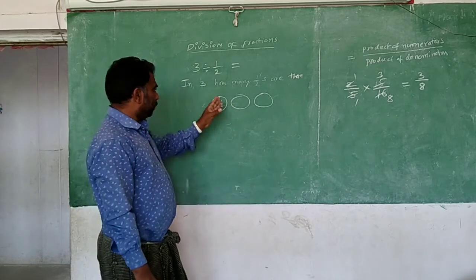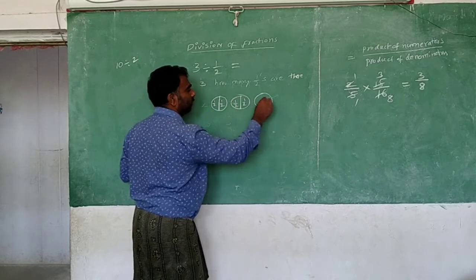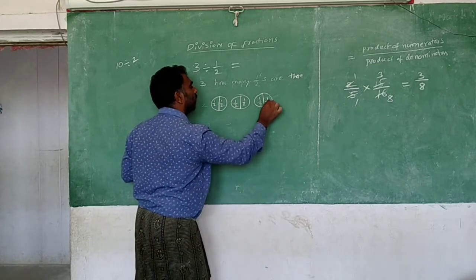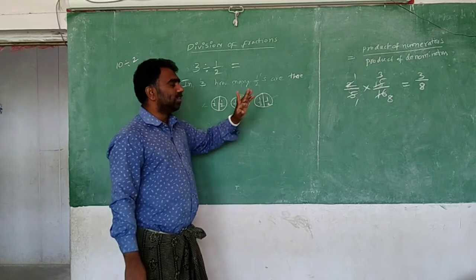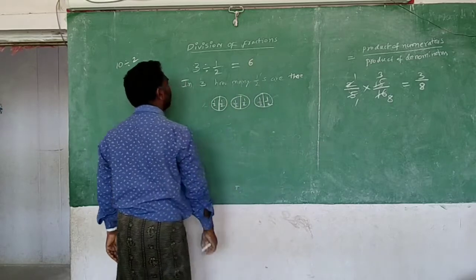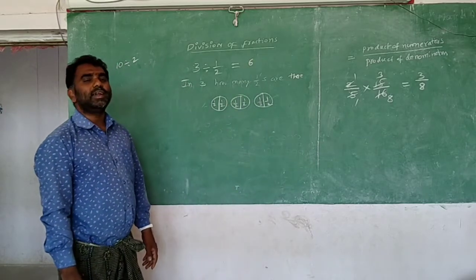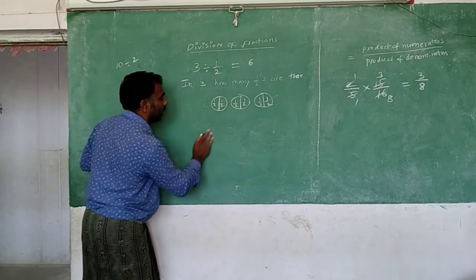I am making 1 by 2's in 3. These are the 3 objects. In that, how many 1 by 2's are there? 1, 2, 3, 4, 5, 6. 6 1 by 2's are there. That's why the answer will be 6. So that is the meaning of division.